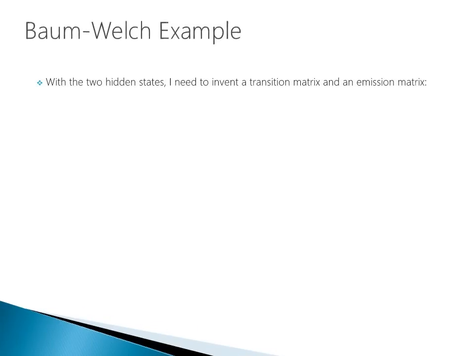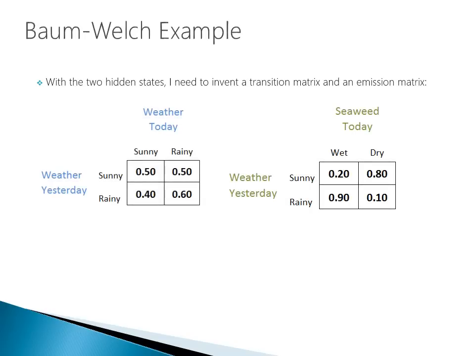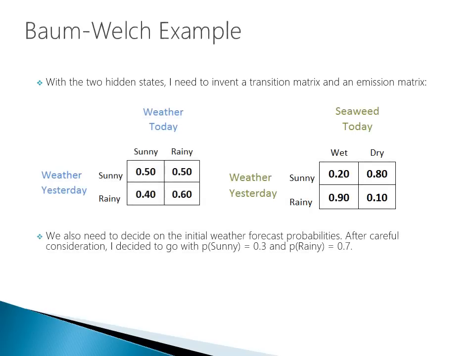With the two hidden states, I needed to invent a transition matrix and an emission matrix. Okay, so here is an example of these two matrices. We also need to decide on the initial weather forecast probabilities. So what do I think the probability of the weather being sunny is, or the probability of it being rainy? Now I'm going to use my own personal experience. I'm going to say that the chance of it being sunny is going to be a probability of 0.3, and the probability of rainy will be 0.7.